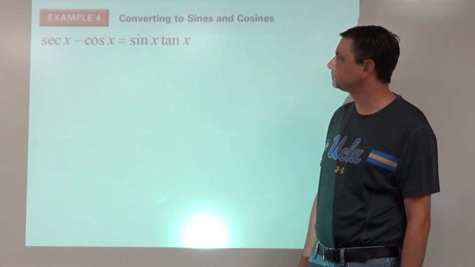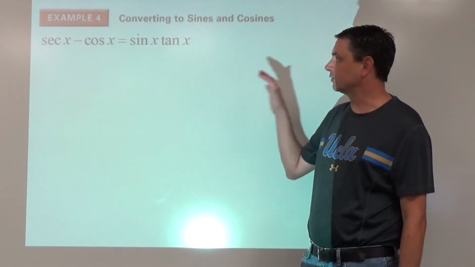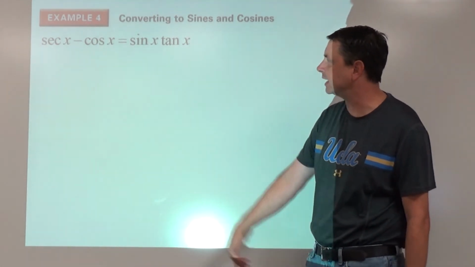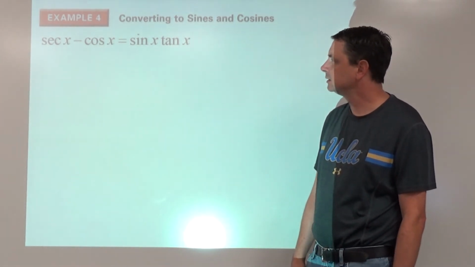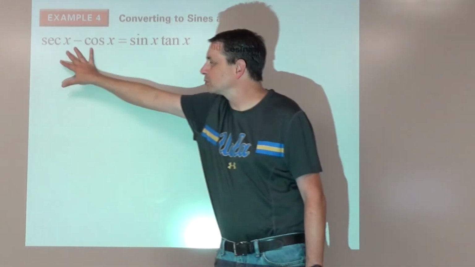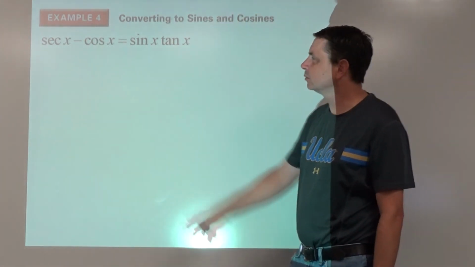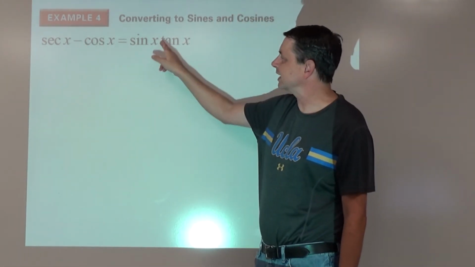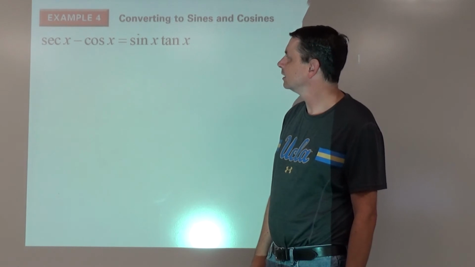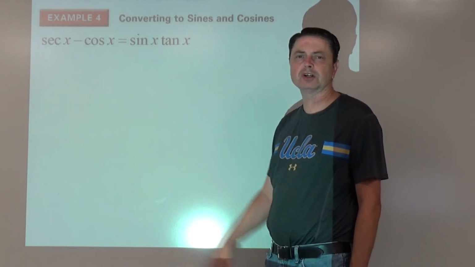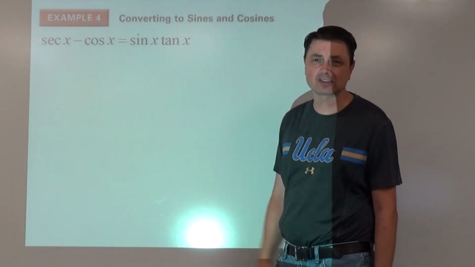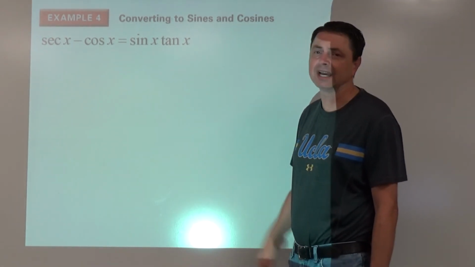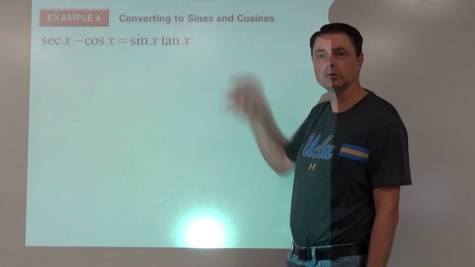Example number 4. We've got a lot of different functions going on here. Secant, minus cosine x, sine x, tangent x. I think our preference is probably to work on the left side due to the subtraction being a little bit more difficult to maneuver than multiplication. But with so many different functions, and especially with nothing being squared, at least at this point, that's going to lead us to a Pythagorean, then we might want to go to sines and cosines.